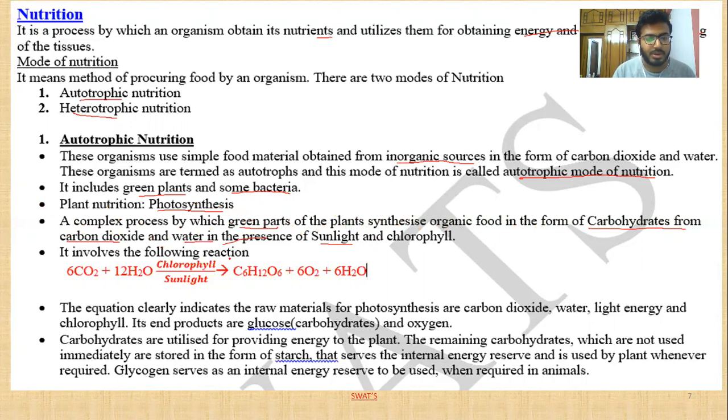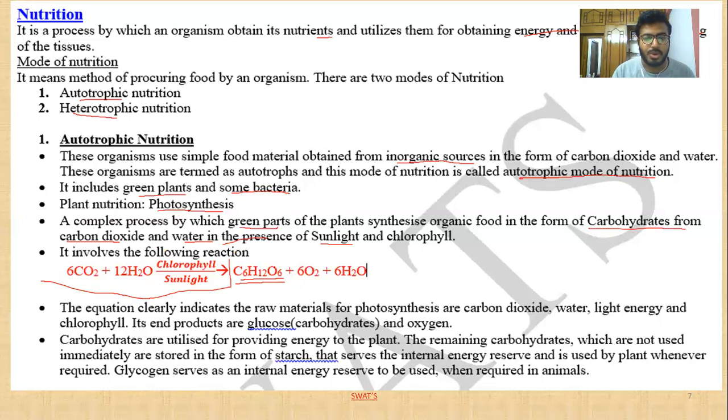So look here, this much is the requirement. On the reactant side, you need carbon dioxide, water, chlorophyll, and sunlight. Now when you have all these four things, what will happen? You will get glucose. You get your product, glucose.